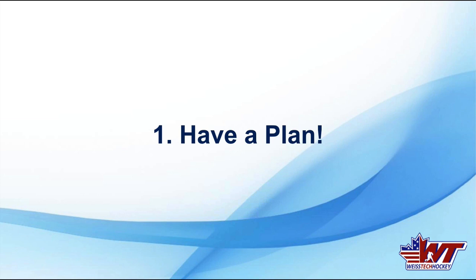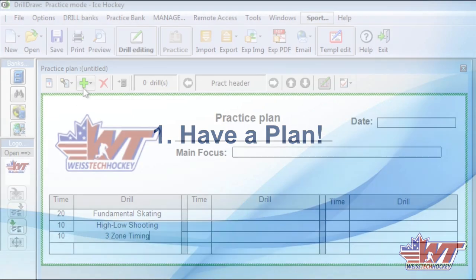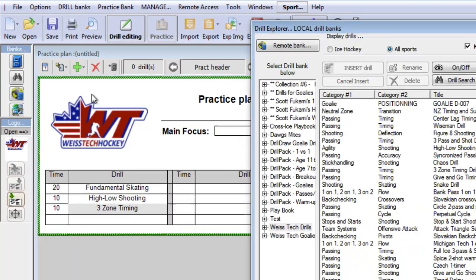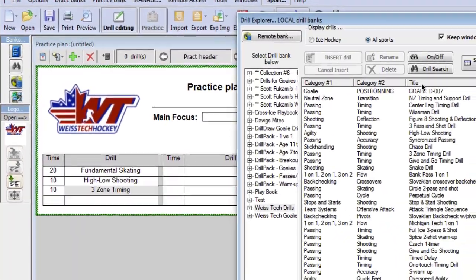I have found that computerized practice planners work really well for this kind of thing. So if you're interested, check out HockeyShare or DrillDraw. Those are the two that I recommend.